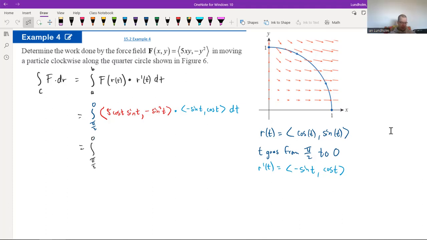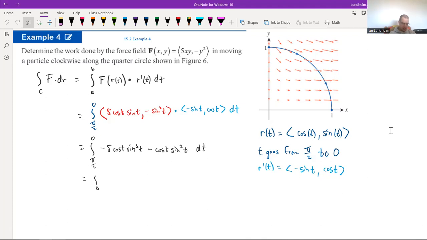Okay, so we've got negative 5 cosine t sine squared t when we multiply the x components, and then we're adding that to the product of the y components. This will be cosine t sine squared t, because we got that minus sign out in front of the sine squared. And this actually simplifies to be not so bad.